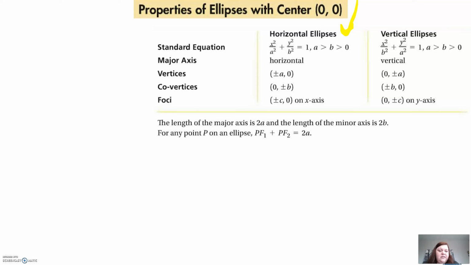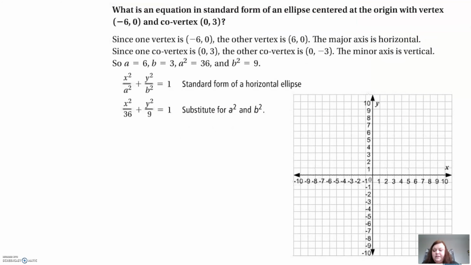Vertical ellipses, x squared over b squared plus y squared over a squared equals 1. Notice the a and b have switched because now a, like I said, goes with your major axis. It's underneath y. And if we have a vertical ellipse, the y is our major axis. It's vertical, up and down. So our vertices are 0, comma, plus or minus a. Co-vertices are plus or minus b, comma, 0. Now our foci, notice that your foci, here we have c, oops.